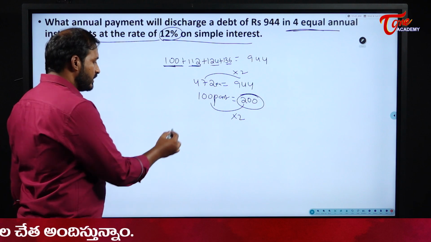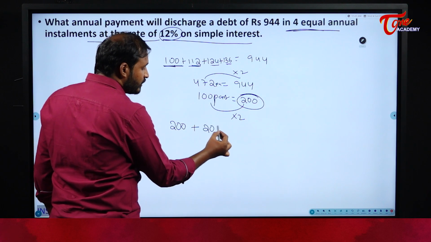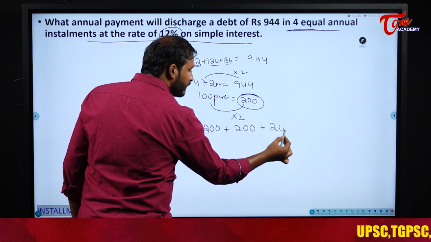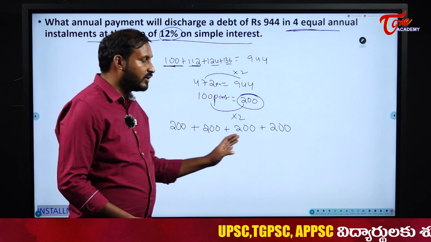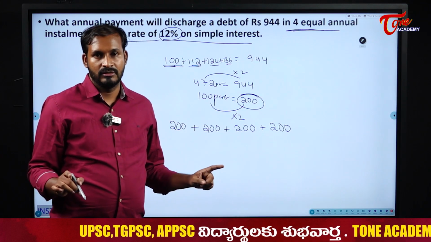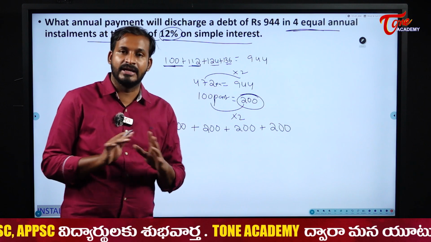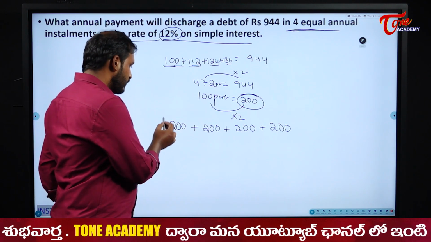200, 200, 200. Now don't think too much. 200 each year, and it sums to 800. But how do I need to repay? That person needs to pay 944. How will this 200, 200, 200's future value, overall value, become 944? Definitely this sum will not be equal to the final debt. Don't get confused, students. Make it simple.